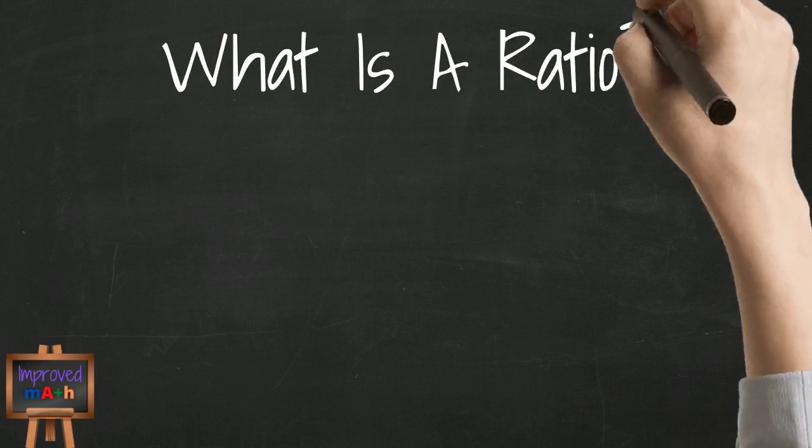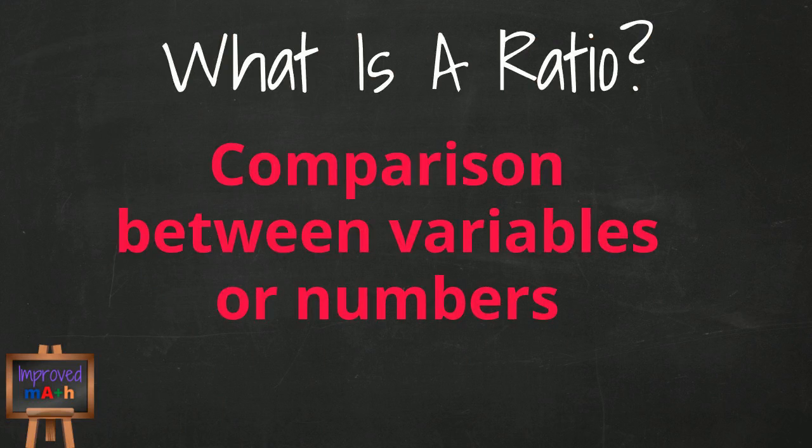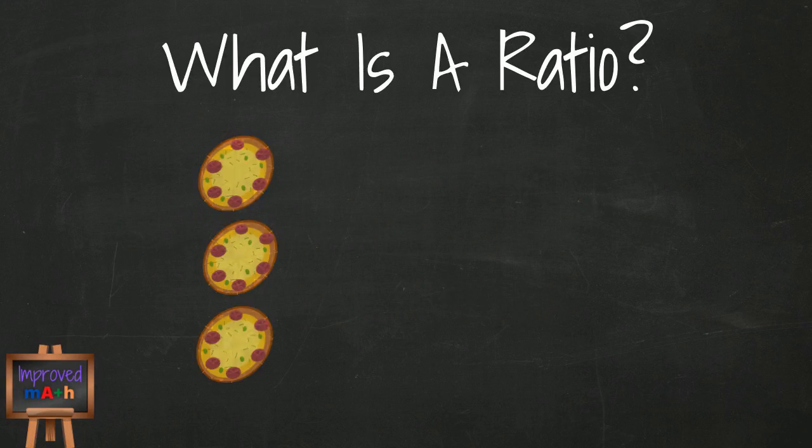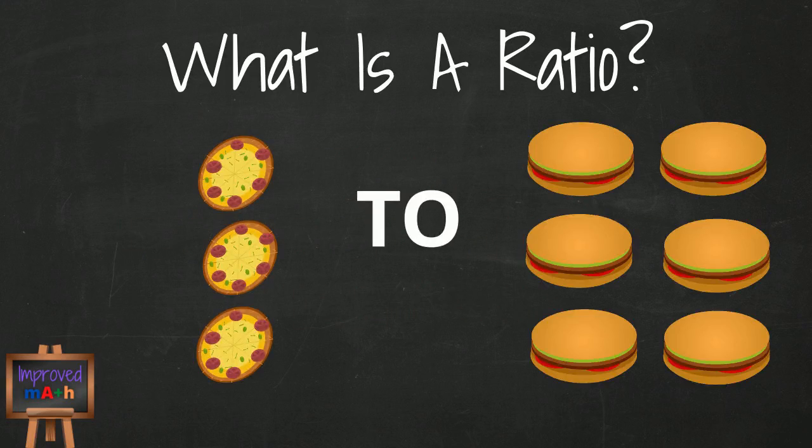So what exactly is a ratio? A ratio in simple terms is a relationship shown between two or more variables, numbers, or objects. It shows relative size by comparing one thing to another. That emphasis on the word "to" is very important.